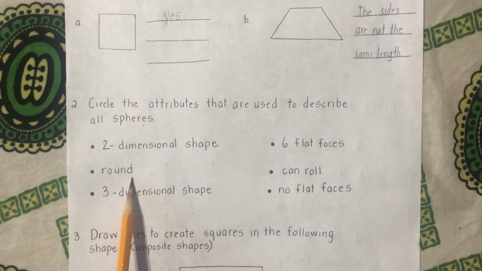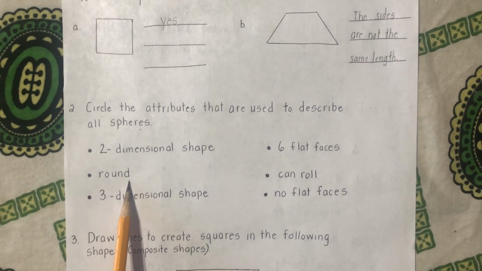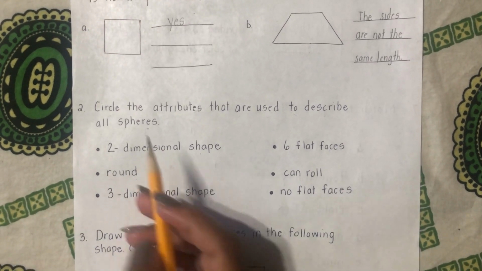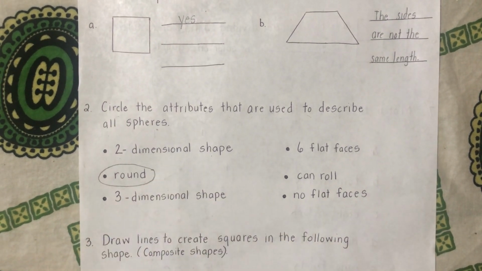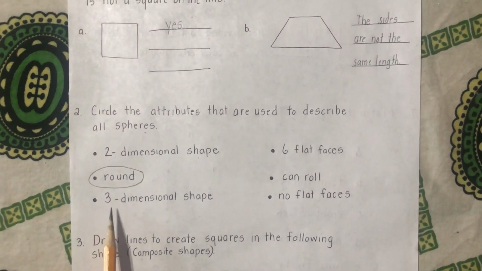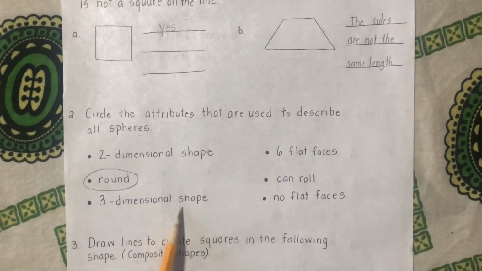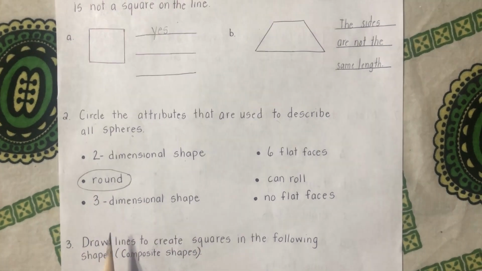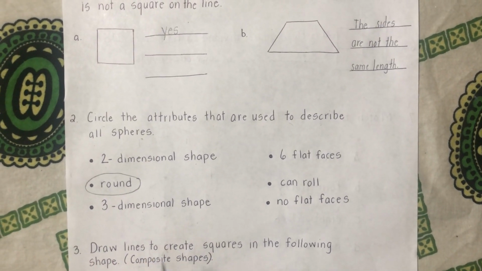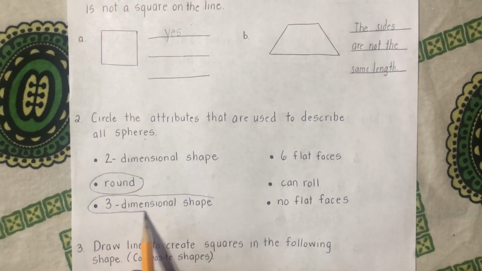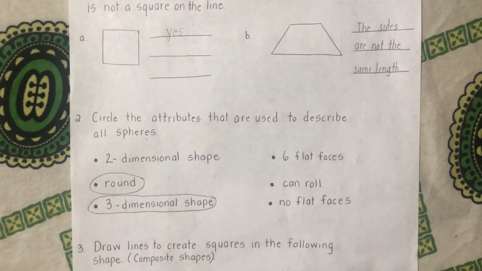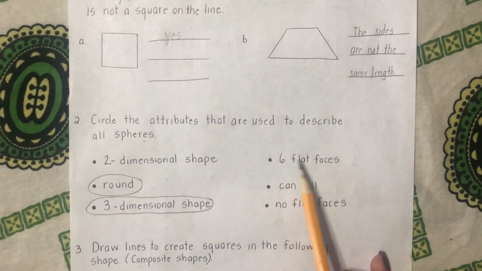The next one says round. Is a sphere round? Yes, it is. Very good. A sphere is round, so I can go ahead and circle that attribute. The next one says 3-dimensional shape. Is a sphere a 3-dimensional shape? Yes, it is. So I can circle 3-dimensional shape. Good job. Let's look at the next attribute.